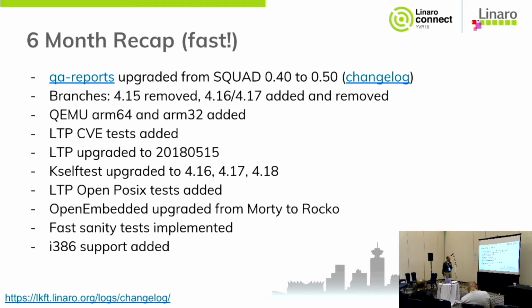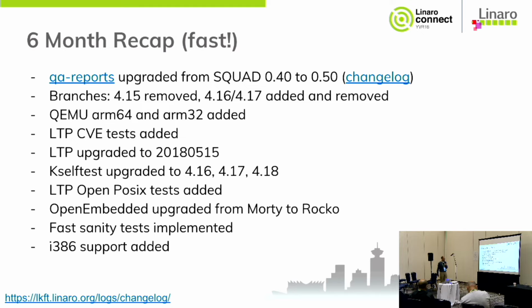We added QEMU ARM64 and ARM32. We added quite a few tests in LTP. We added the CVE tests. We upgraded LTP. We added LTP OpenPOSIX, which added quite a few tests to our environment. K-self-test: I guess I didn't mention this. We run K-self-test from the latest stable version against the older stable versions. So right now we're running K-self-test 4.18 against 4.4, 4.9, 4.14. On mainline, we run K-self-test from mainline, and on next, we run K-self-test from next. So it matches on mainline and next, but on stable, we use the latest stable.